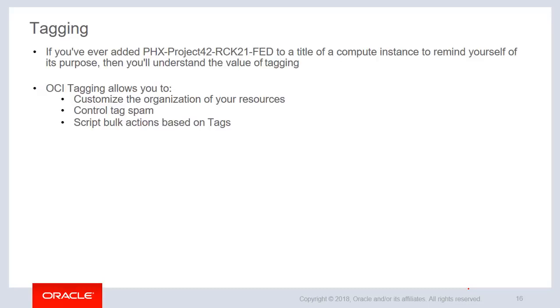So resuming with our course, let's look at two more additional concepts which go with identity and access management. So the first thing is tagging. Tagging allows you to customize the organization of your resources, control tag spam, and these are really powerful. Now there are two kinds of tags we support in OCI today.